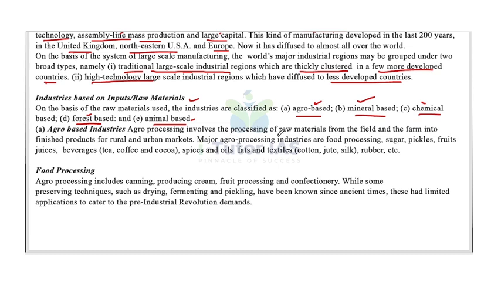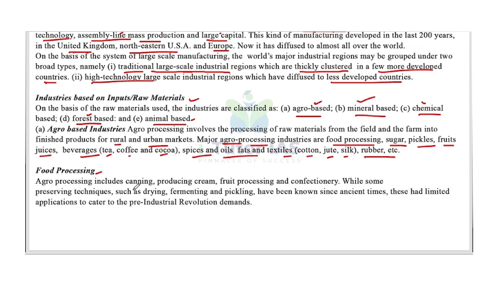Agro-processing involves the processing of raw materials from the field and the farm into finished products for rural and urban markets. Major agro-processing industries are food processing, sugar, pickles, fruits, fruit juices, beverages that is tea, coffee, cocoa, etc. Then spices, oils and fats, and textiles that is cotton, jute, silk, then rubber, etc. So these are some of the important agro-based industries. Okay. So food processing.